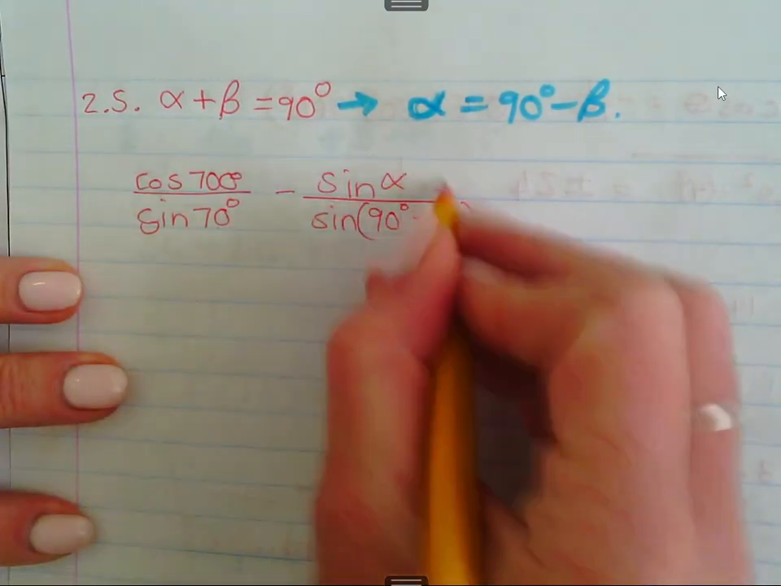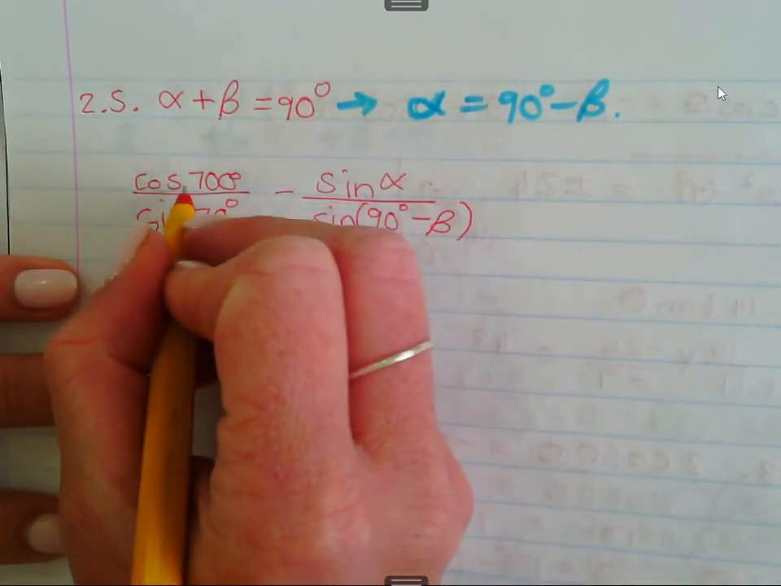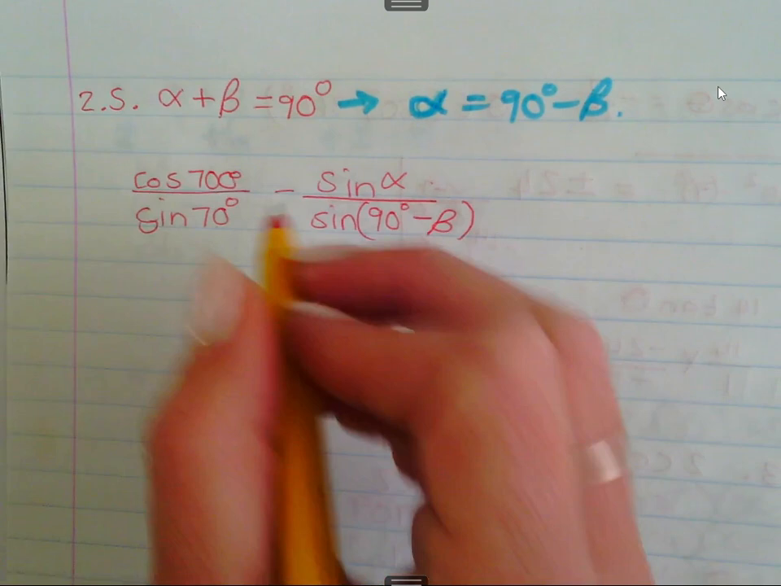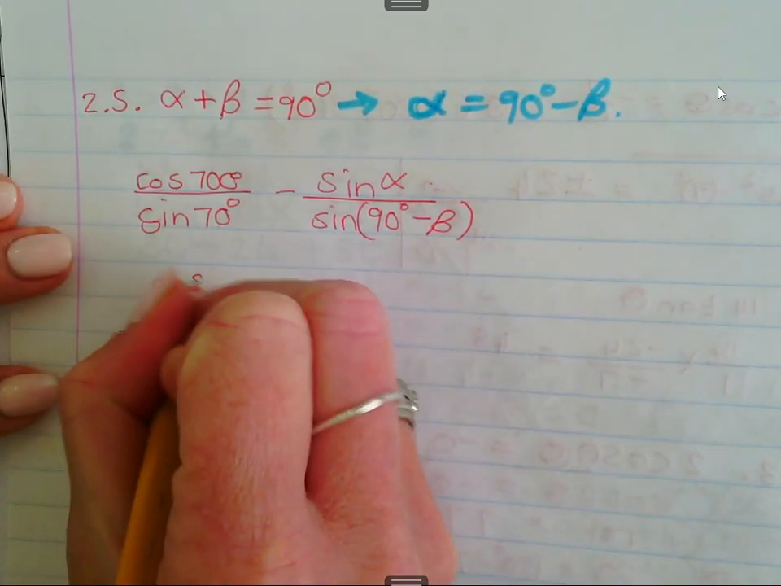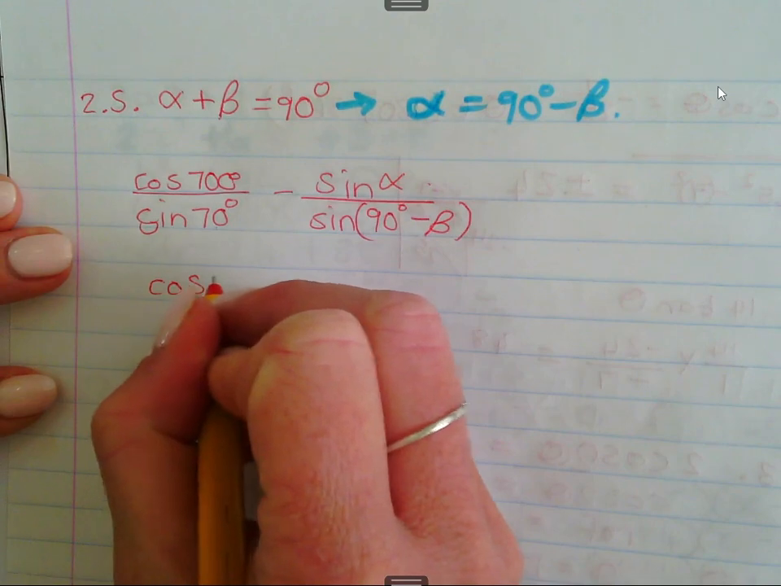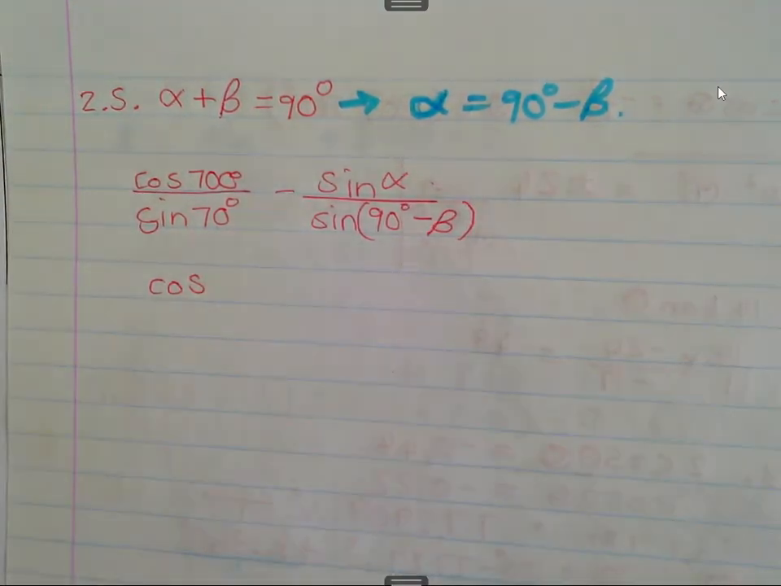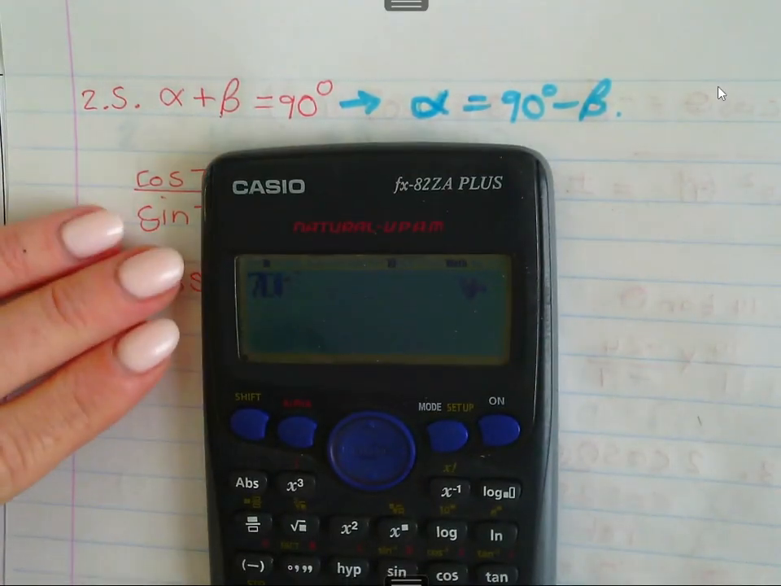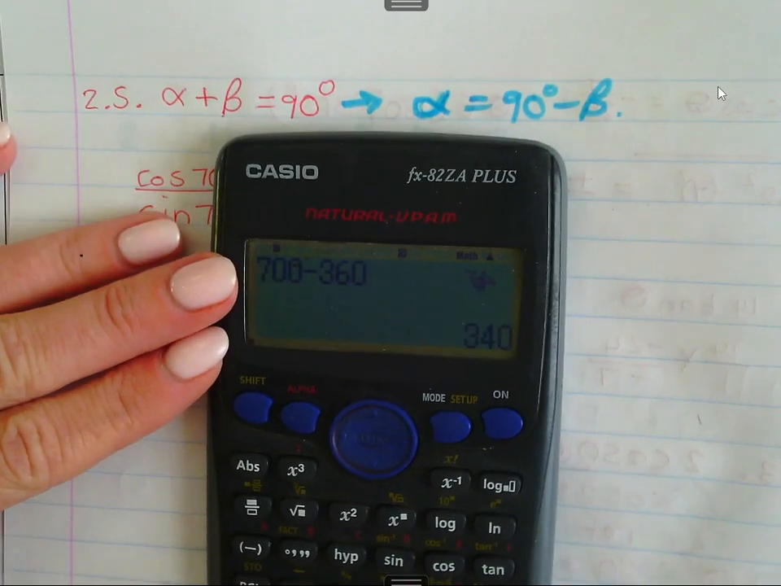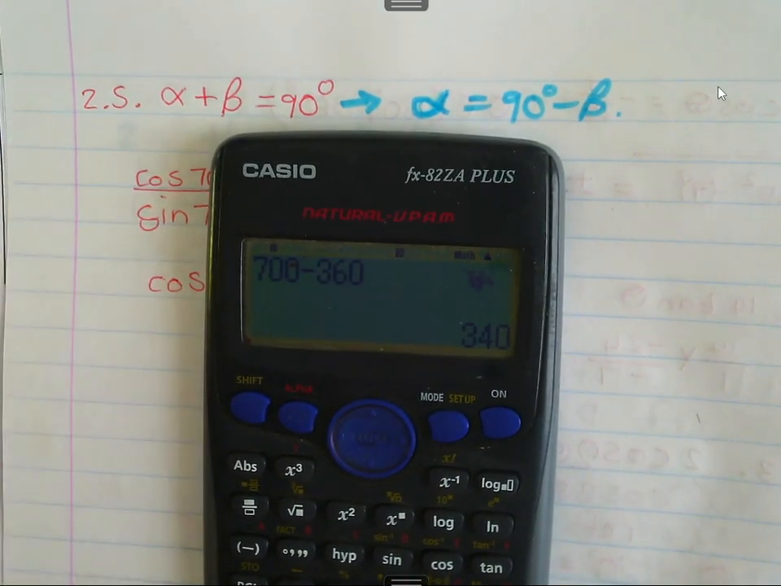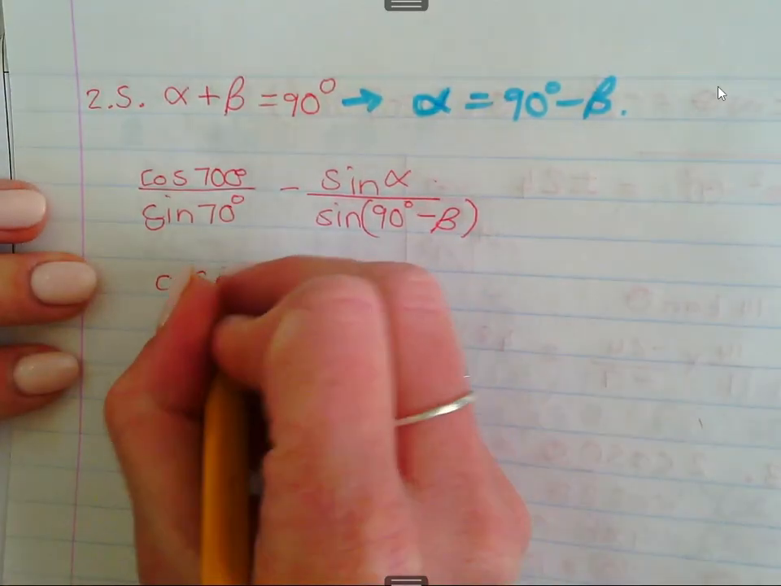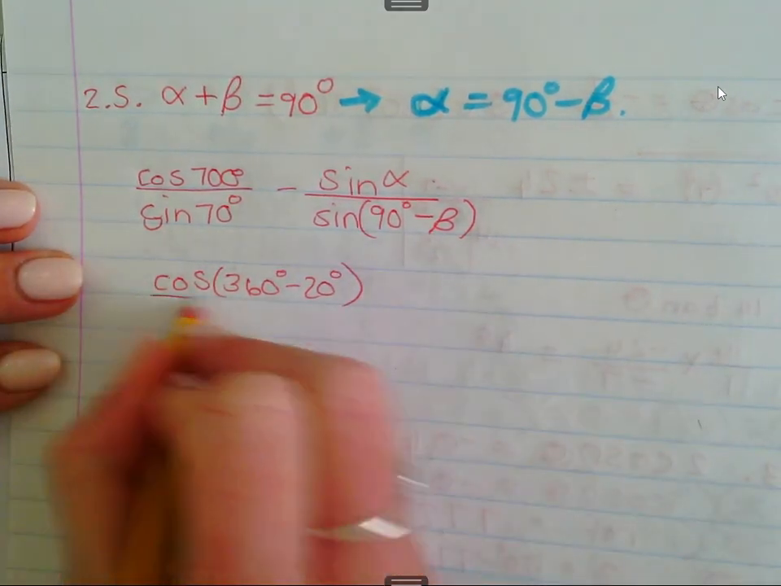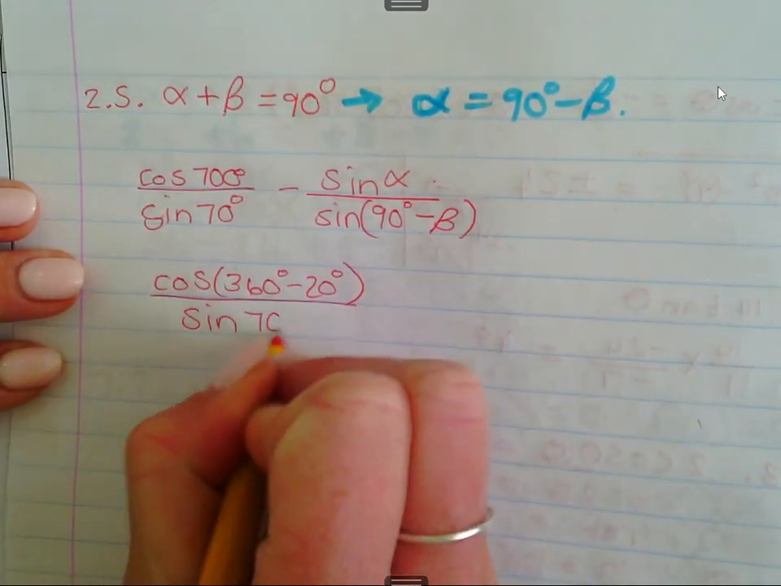Dit maak dit dan nou vir ons baie maklik om daai alfa van ontslae te raak. Die cos van 700 gaan ek nou 360 aftrek en dan weer 'n keer 360 aftrek en dit gee vir my cos. Take 700 degrees minus 360 gives you 340 degrees. So 340 I can write as 360 minus 20 degrees over sin 70 degrees.